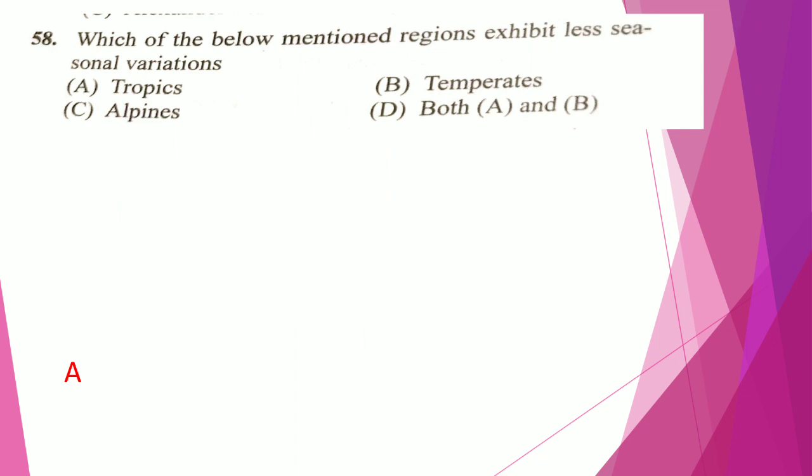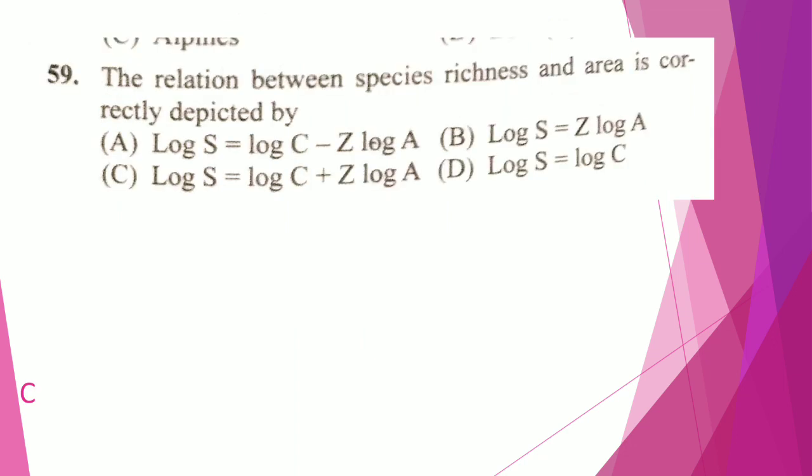Which of the below mentioned regions exhibits less seasonal variation? Tropics, temperate, alpines, or both A and B. The answer is tropics. Tropical rainforests show less seasonal variation. A relationship between species richness and area is correctly depicted by log S = log C + Z log A. The answer is C.